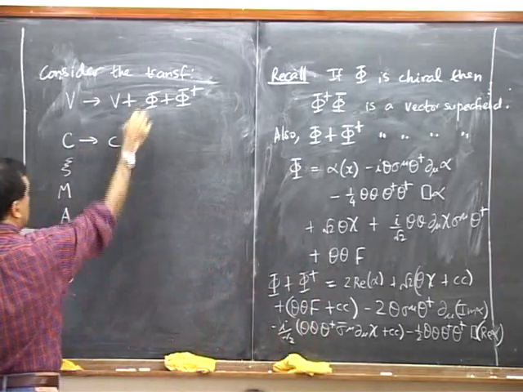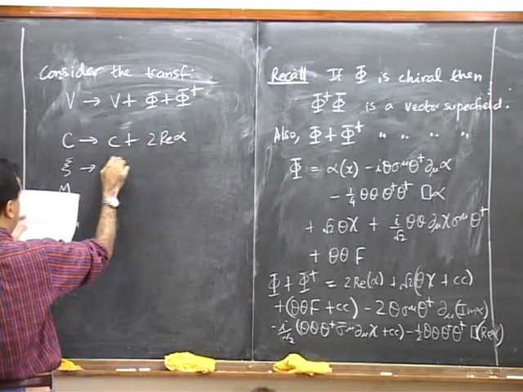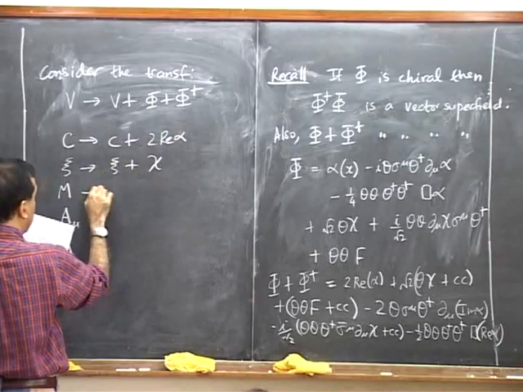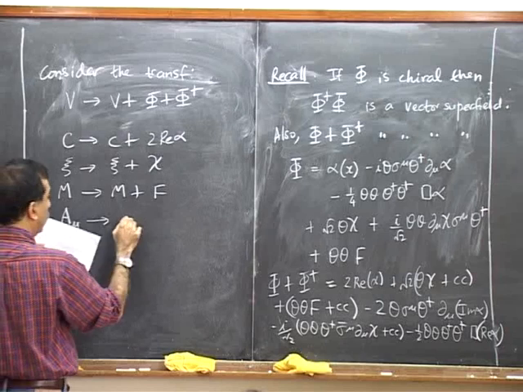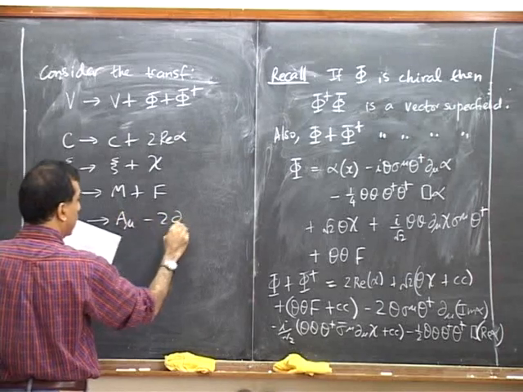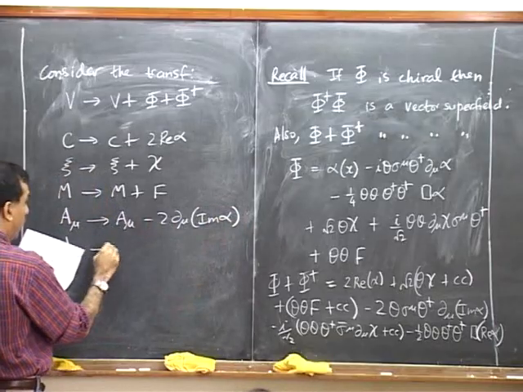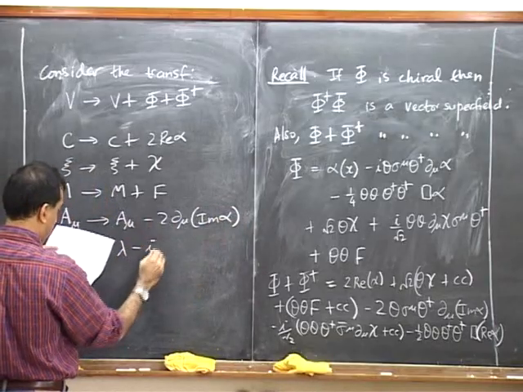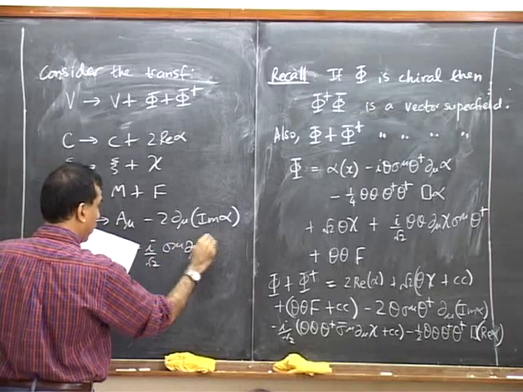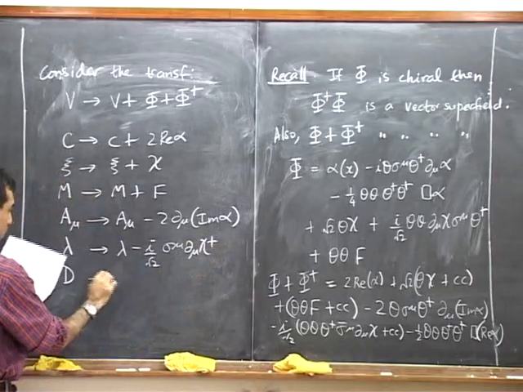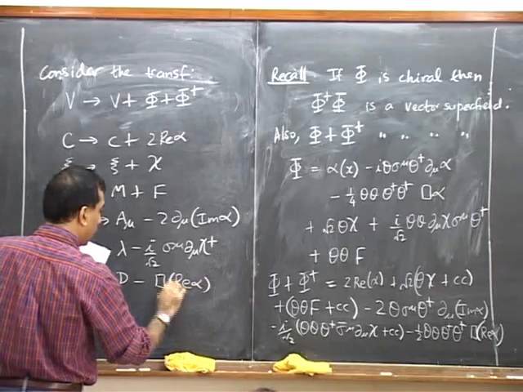So what we find is that this shifts C by twice real alpha, it shifts psi by chi, it shifts M by F, it shifts A mu by minus twice del mu of imaginary alpha, it shifts lambda by lambda minus i by 2 sigma mu del mu chi dagger, and it shifts D by minus box del alpha.